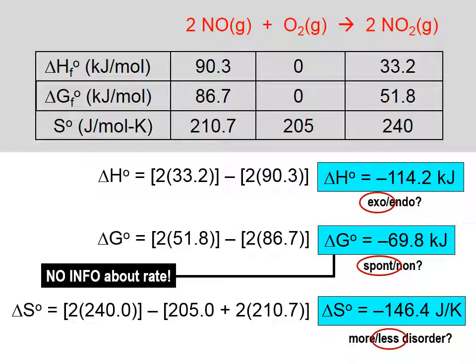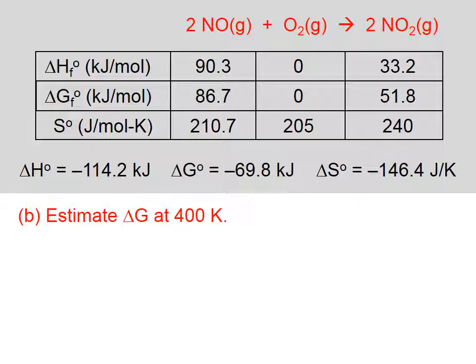Check it out. In the equation at the top of the screen, we are starting with 3 particles, 2 NOs and 1 O2, and we're ending with 2 gaseous particles. There is less chaos, less disorder at the end. We want to estimate delta G at 400 Kelvin.